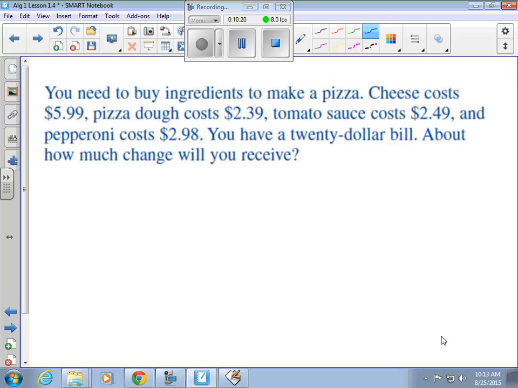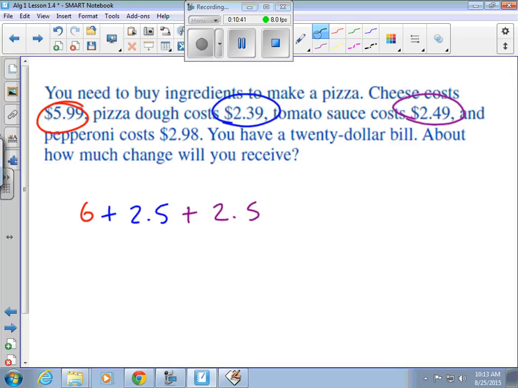Okay, again, let's use rounding for this one. Says cheese costs $5.99. Let's call that 6. Pizza dough costs $2.39. Let's call that 2.50. Tomato sauce costs $2.49. I probably should have used red for that one, but it's all right. We'll call that another 2.50. Pepperonis cost $2.98. We'll call that 3. Okay, so 6 plus 2.50 plus 2.50 plus 3.